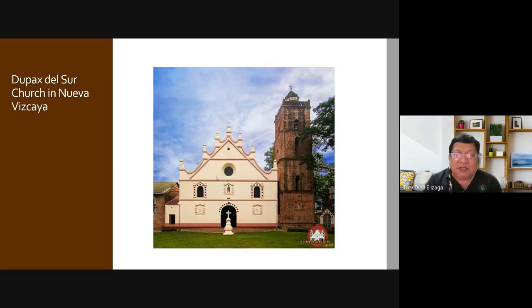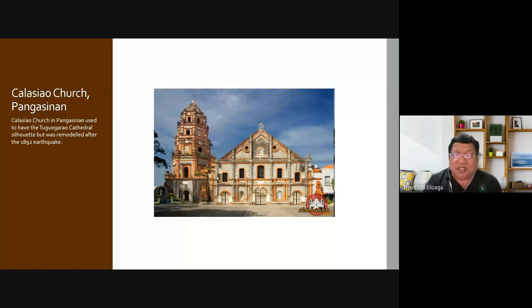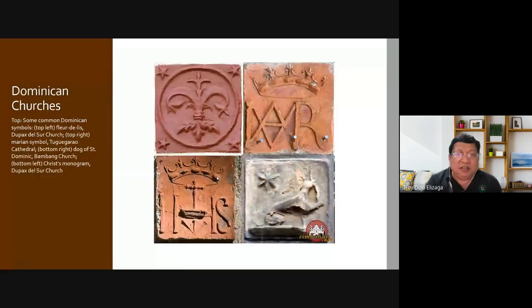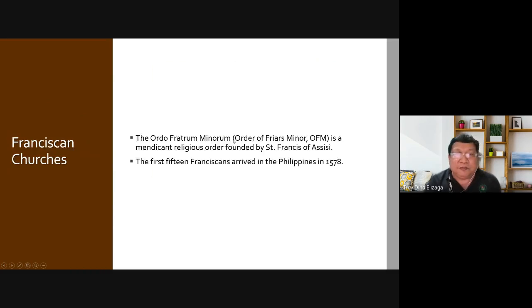Nueva Vizcaya, Calasiao Church in Pangasinan. I think we're still in Dominicans, no? As Dominican churches. So sometimes when you examine an old church, you can identify them by the insignias that they leave behind. If you see this insignia, you can say that, okay, this church was at least handled by the Dominicans before, even if they are now administered by another religious order. Because the Dominicans left their mark, like a permanent mark, no, on stone.